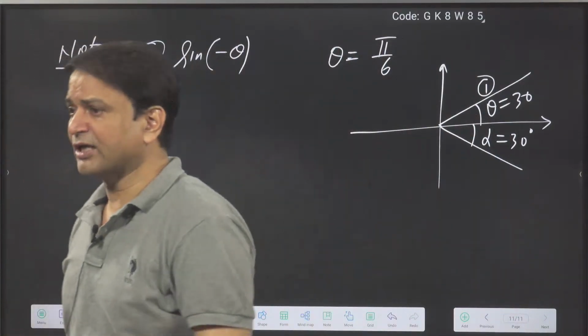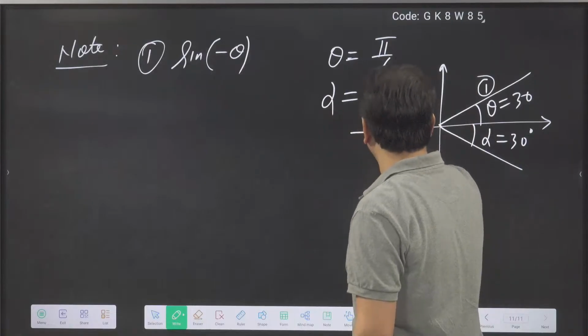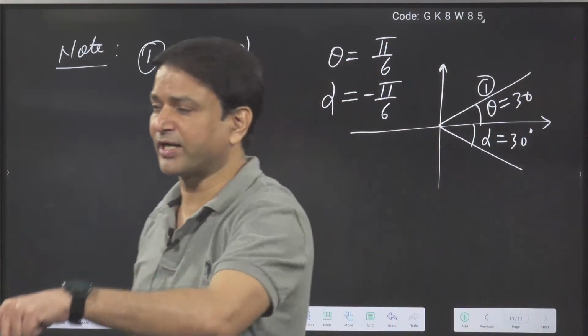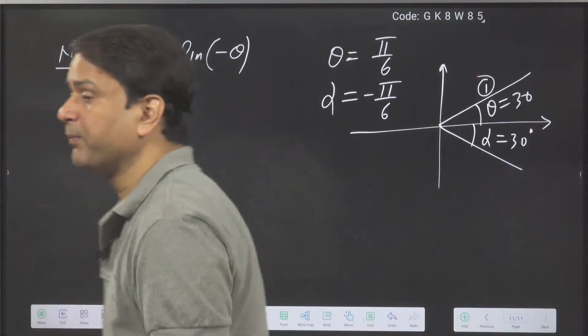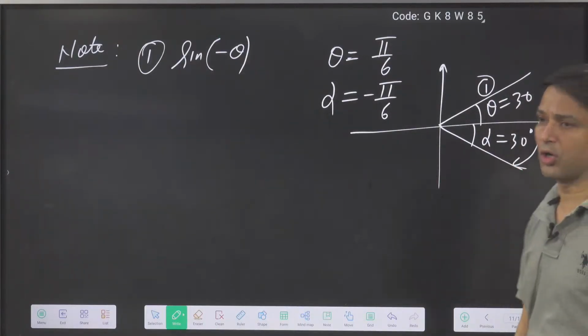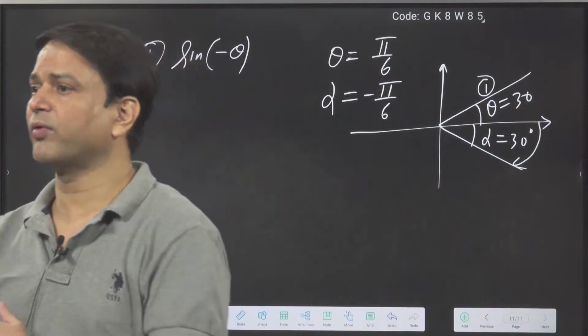Second student, what will they say? They will say, sir, alpha is equal to minus pi by 6. Then I will get to know that student has made the line in the fourth quadrant. Why? Because from the positive x-axis, you will measure the angle clockwise. That's why we have given this sign convention, anti-clockwise and clockwise.